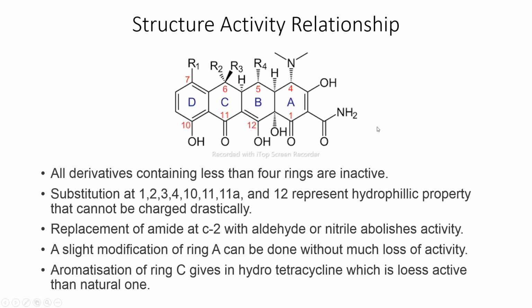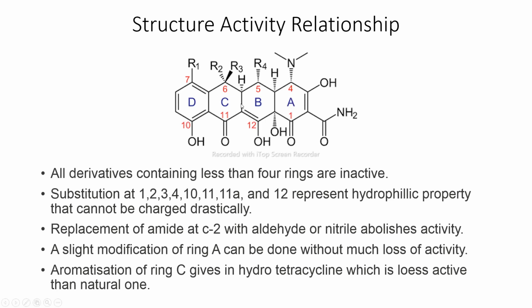Okay, then the third point: replacement of the amide at carbon 2 with aldehyde or nitrile decreases the activity. If we replace this amide with aldehyde or nitrile, then the activity decreases. A slight modification of ring A can be done without much loss of activity. So we can modify this ring A with any substitution, and the activity is not decreased or lost.